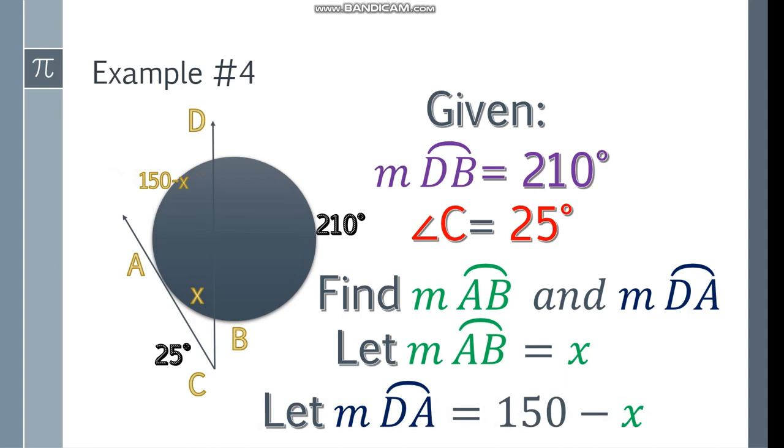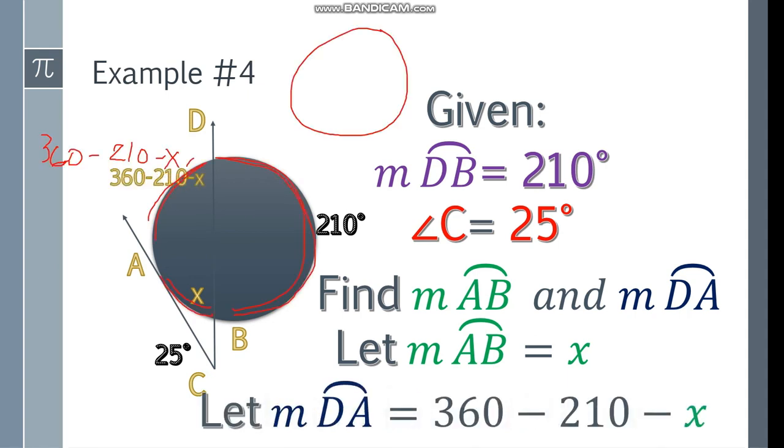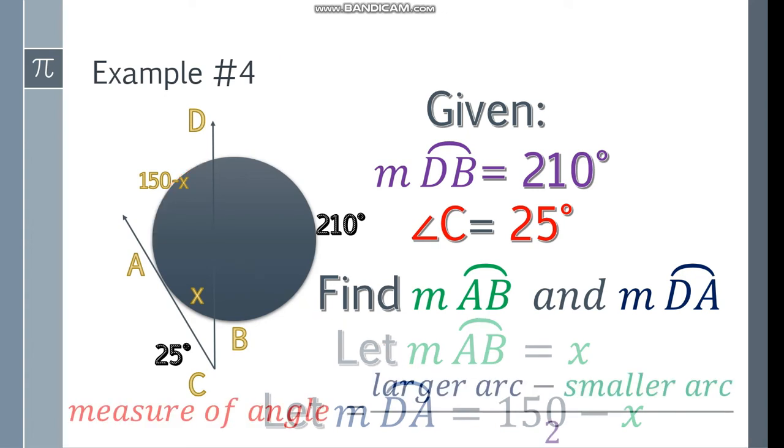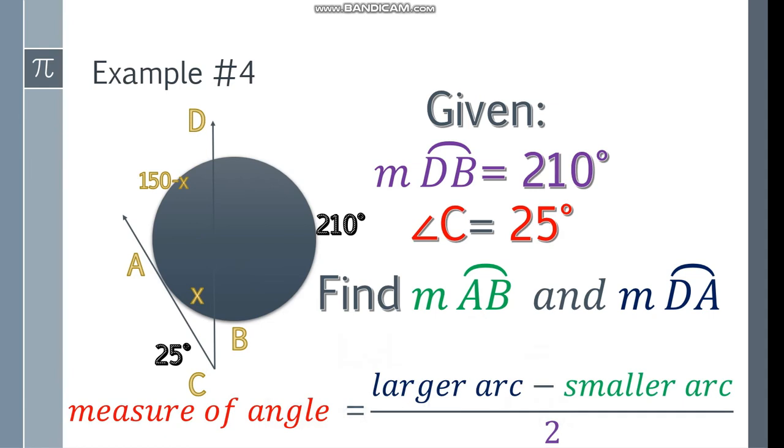Now, simplify mo yung 360 minus 210, that will be 150 na lang, kasi 360 minus 210 is equal to 150. Para mas simple siya. So, yung arc DA natin, that will be 150 minus x. Okay, moving on. So, lagay mo yung formula again. Measure of angle is equal to larger arc minus smaller arc, at yung sagot niyan, di-divide natin ng 2.